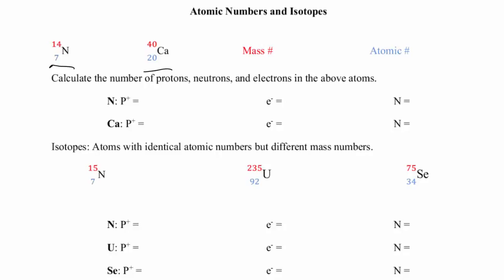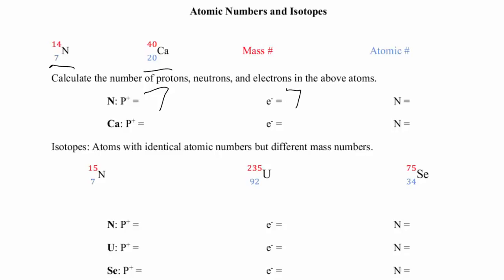So in our first case, we see the symbol N, and that represents nitrogen. It's telling us that nitrogen has a mass number of 14 and an atomic number of 7. So our atomic number represents our protons. So we have 7 protons, and I've just abbreviated it with a P with a positive charge. And if we have 7 protons, that means we have 7 electrons. And we don't know how many neutrons we have.